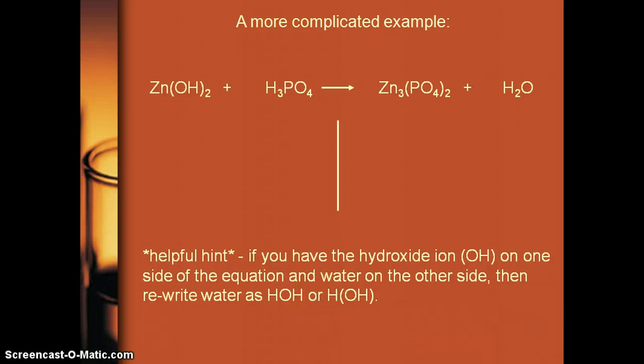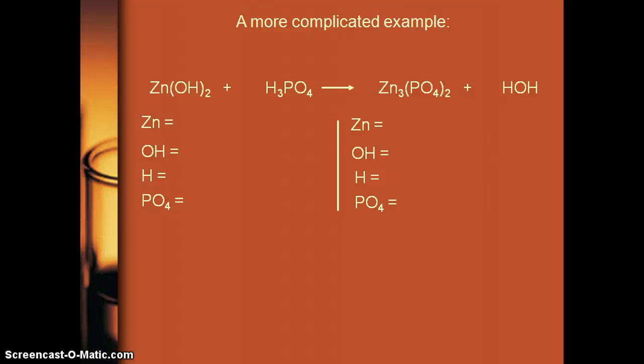Okay? So what we can do is just write our H2O as HOH, and that'll make it a little bit simpler. So here on the left side, we have zinc, we have hydroxide, we have hydrogen, and we have phosphate. Okay? And of course, we kept our P and PO4 together because that is a phosphate polyatomic.